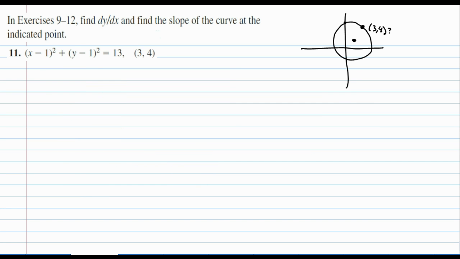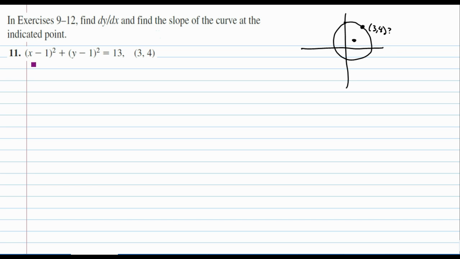Now try problem number 11, which also asks us to find dy/dx and the slope of the curve at the indicated point. Alright, well, we have the equation of a circle here, whose center is at (1, 1), whose radius is square root of 13. They want us to find the slope specifically at (3, 4). So I'm going to find dy/dx first.